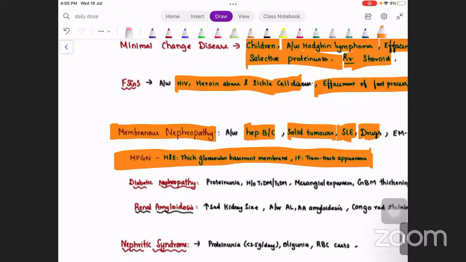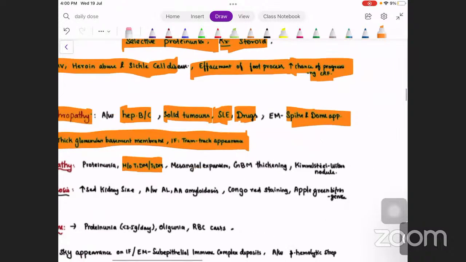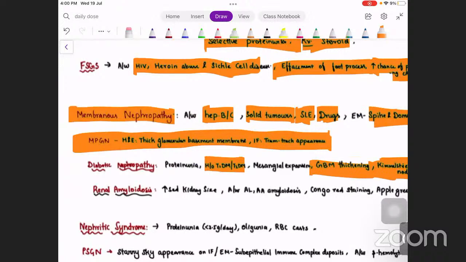Apart from that, diabetic nephropathy: 3 plus proteinuria or more than 3.5 grams a day, proteinuria with a history of type 1 diabetes, and glomerular basement membrane thickening, Kimmelstiel-Wilson nodule. Very, very classic. So diabetic nephropathy, Kimmelstiel-Wilson nodule, a history of diabetes should be there. If not, they won't give you.